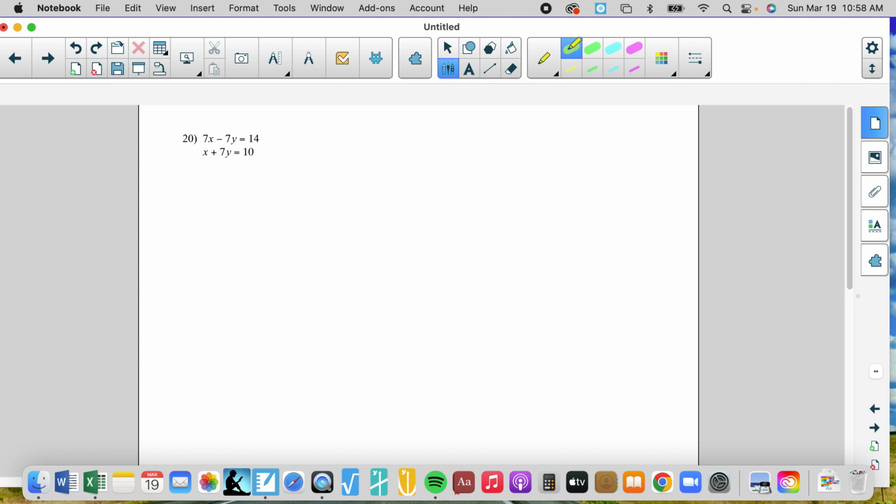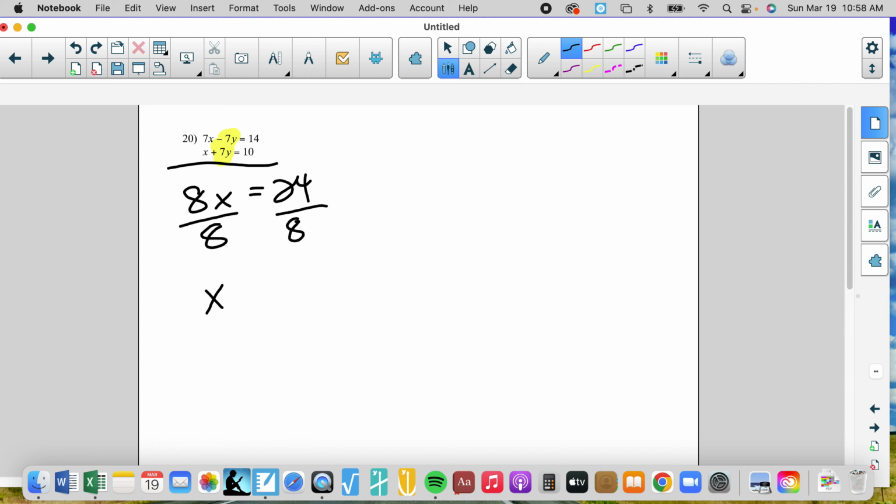Why? Because the y's cancel. The coefficients are opposite of each other, -7 and +7. So when I add them together, I'm going to be left with one variable. When I'm left with one variable, I can solve for it. And I can get a solution. x equals 3.